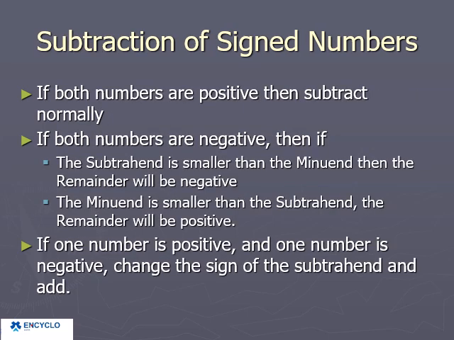To subtract signed numbers, if both are positive, subtract as usual. If both are negative, compare their magnitudes. The result takes the sign of the number with the greater absolute value. If one number is negative, change subtraction to addition and reverse the sign of the subtrahend.